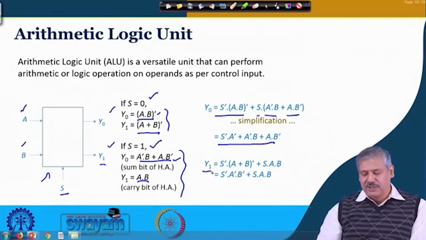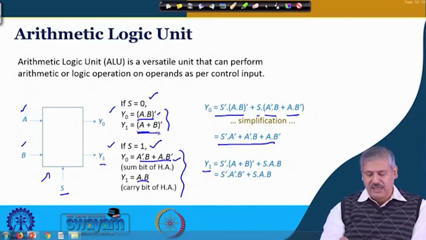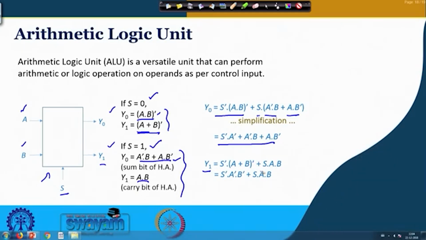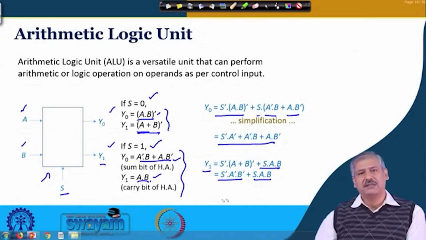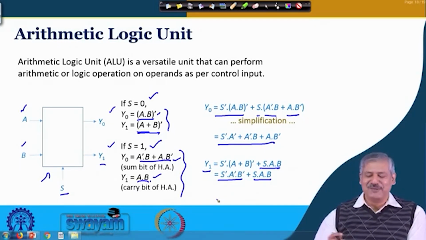And if you look at y1, how will you write it? S prime and A plus B prime, and S A B, this is coming from here. From De Morgan's theorem, S prime A prime B prime, and S A B. You can see that this is the simplified version of it. So, you realize them, and it does the operation. It is relatively simple.